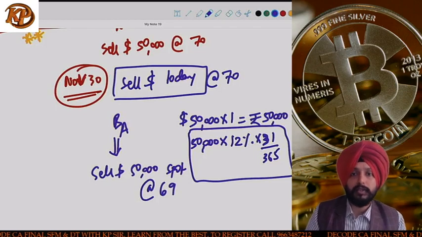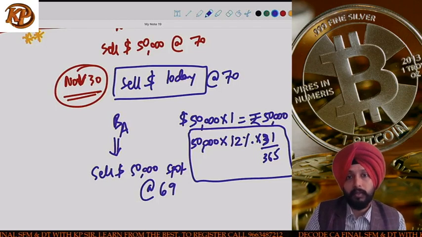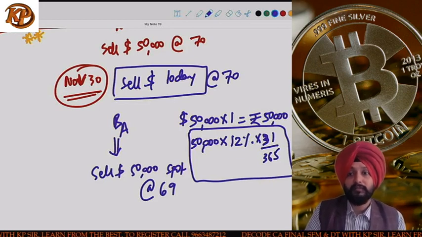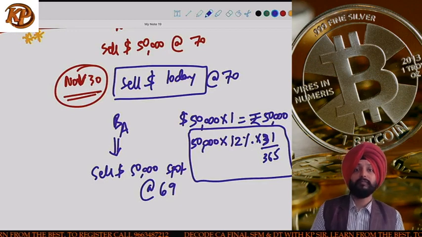So 50,000, suppose 12% is the cost of funds given in the sum. So 50,000 into 12% into 31 divided by 365, that is the interest they will charge you.